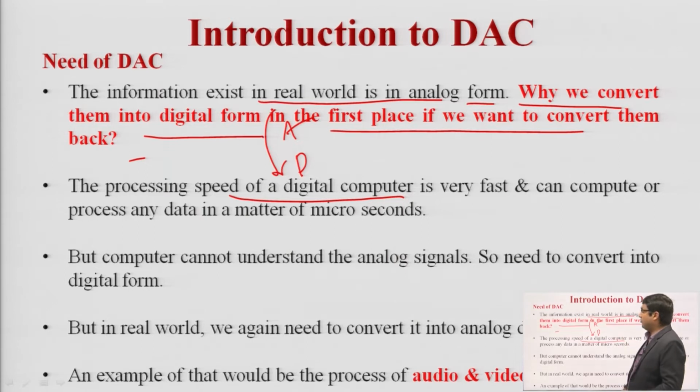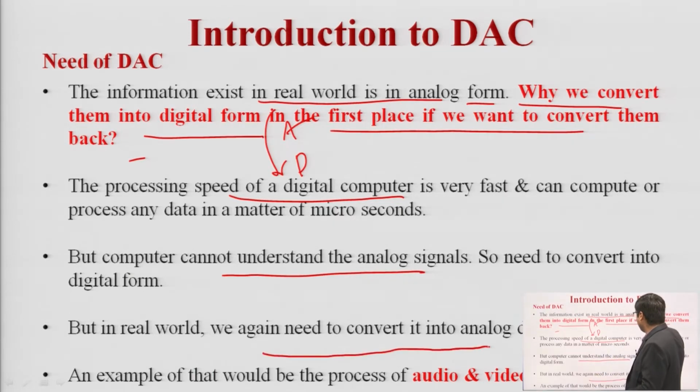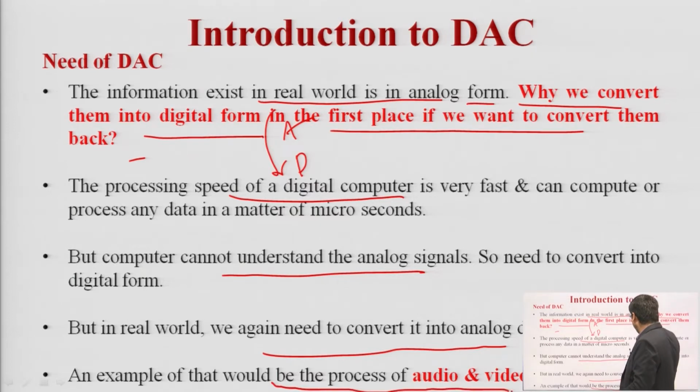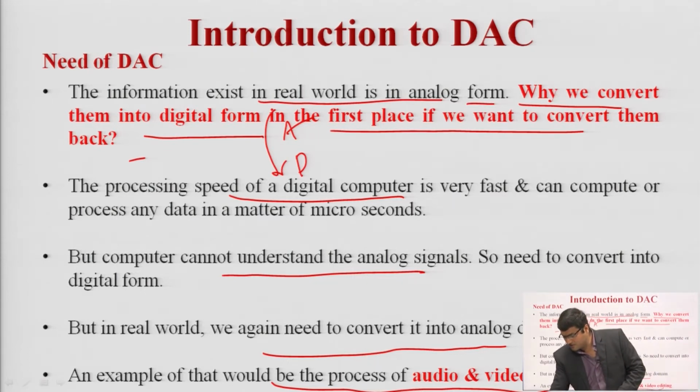But why do we need to again convert into an analog form? Because for further processing, for data acquisition, for data analyzing, we again need to convert this digitally converted data into analog forms. An example would be the process of audio and video editing. In audio and video editing, what do we do? We convert analog to digital and digital to analog. We are taking images from the environment, from the scene, anything, and we convert them into a digital form, and for further processing we convert them back. So this is about the ADC and the DAC converters.